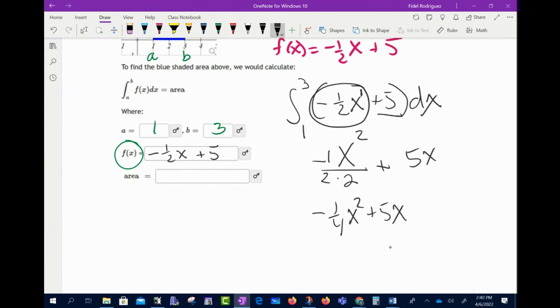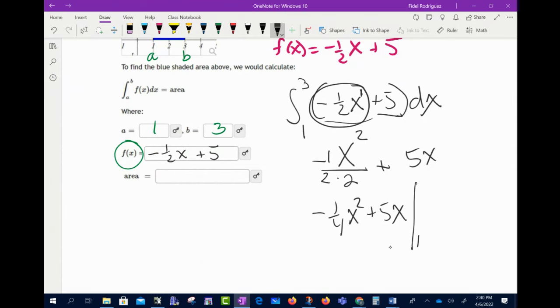Again, if you were a little uncertain of yourself, how could you check it? Take the derivative, right? So we would say, look, negative 1/4 times 2. Oh, look, that's negative 1/2 with an x. Oh, yeah, that's what I got right there, right? So that could be how I could check it out real quick.